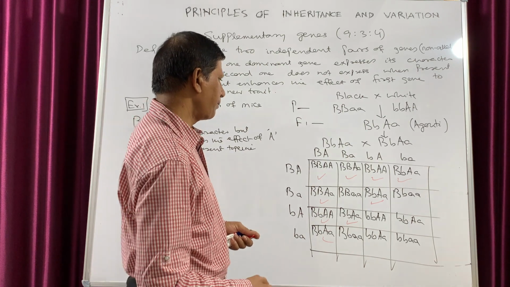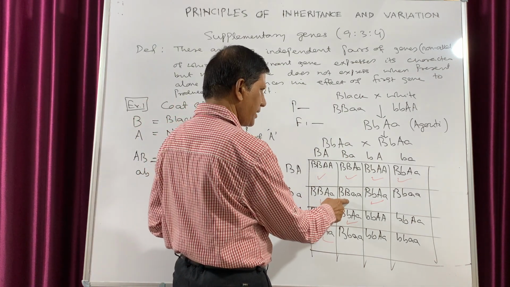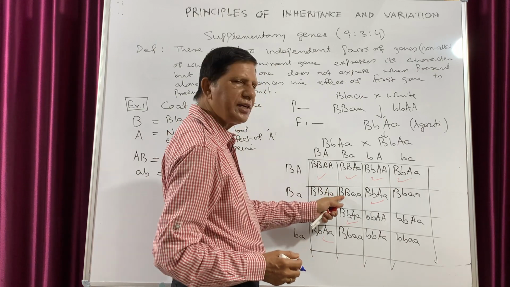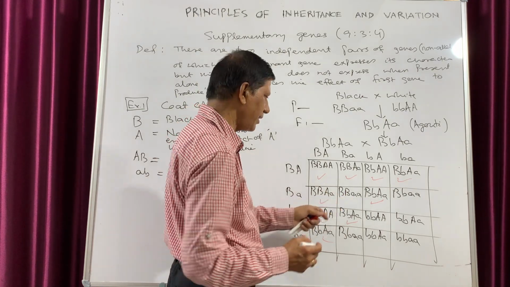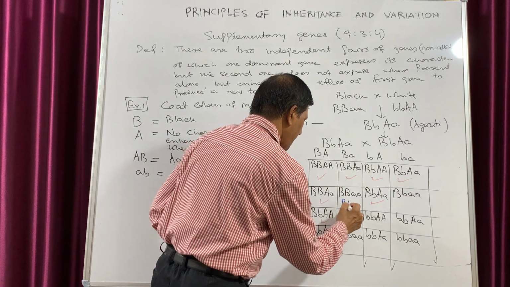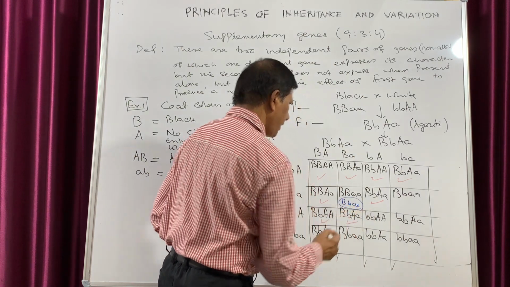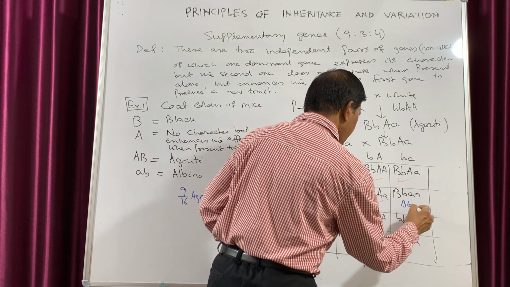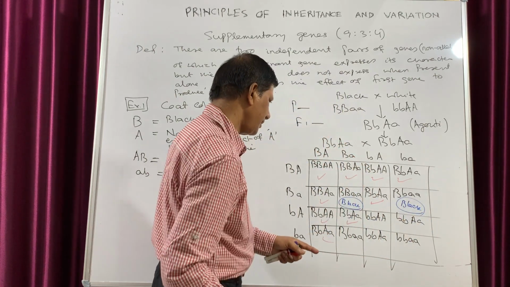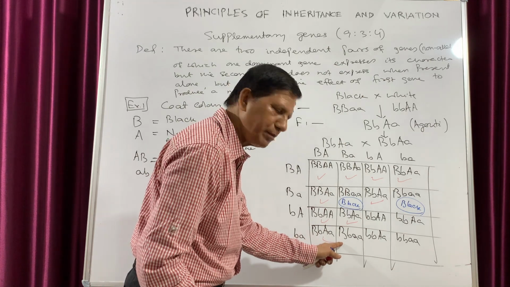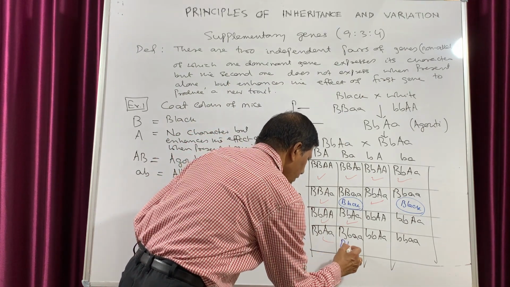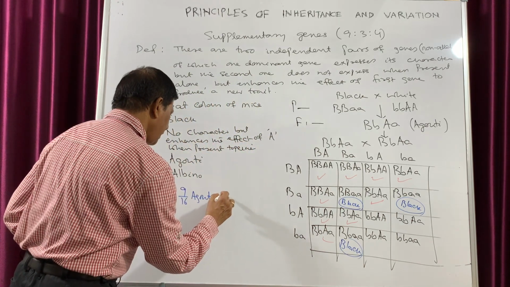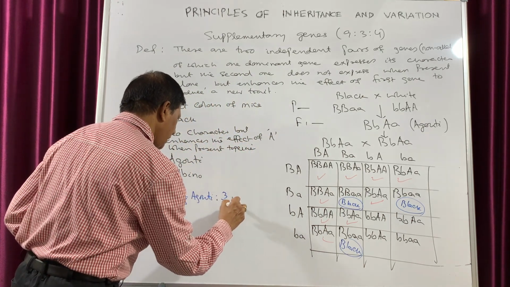Now you see, in this case, what is happening? Here it is only dominant gene B is there, A is not there. That means this will be black in color. Here only dominant gene B is there, this will be black in color. And here also only dominant gene B is there, so this is black in color. So how many black are there? Now you see 3 out of 16 are black.